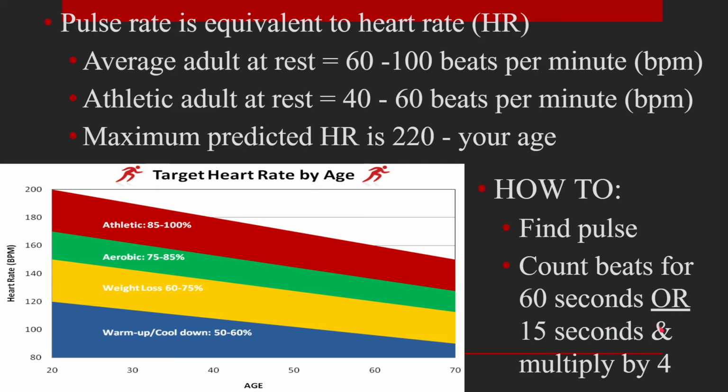This is even easier. Set a timer for 15 seconds and then count how many beats you feel. And then multiply that number by 4, because 15 times 4 equals 60. So the number of beats you get in 15 seconds will give you your beats per minute.